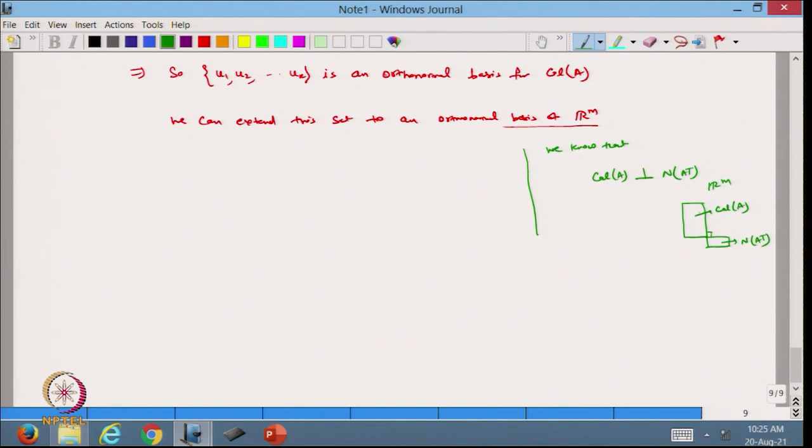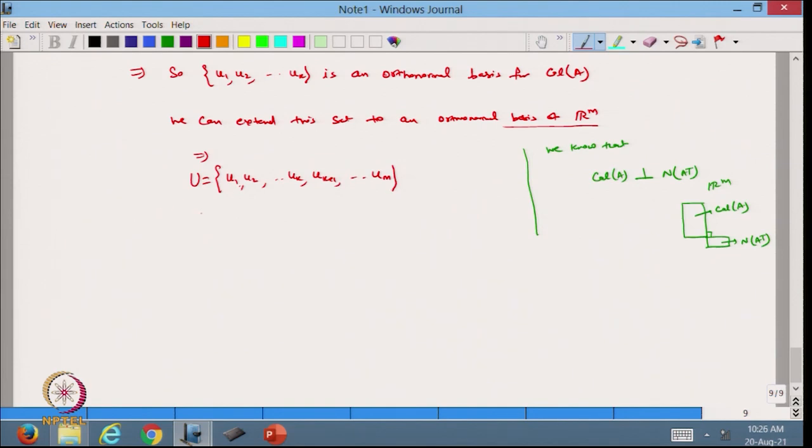So now I know that the basis of this column space is an orthonormal set, and I want to extend it. It means I need all the vectors which are orthonormal to all these vectors u_1, u_2, ..., u_k. So I can choose vectors from the null space of A transpose, which are also orthonormal, and then we are done. So we can extend this set to make an orthonormal basis of R^m. We can extend u_1, u_2, ..., u_k, and then have u_(k+1) up to u_m. This we can extend very easily.